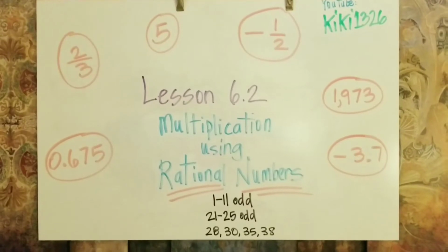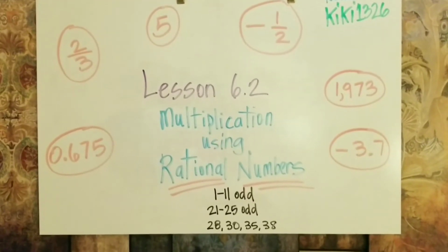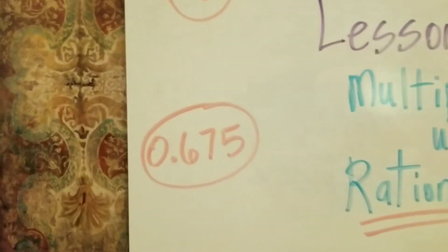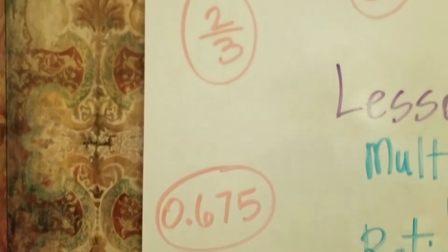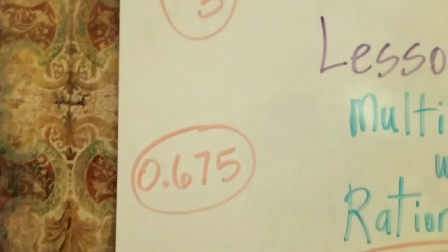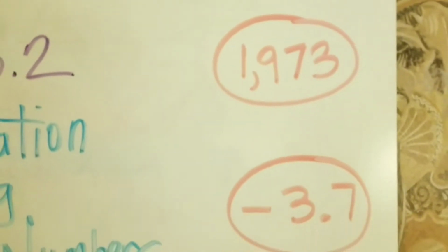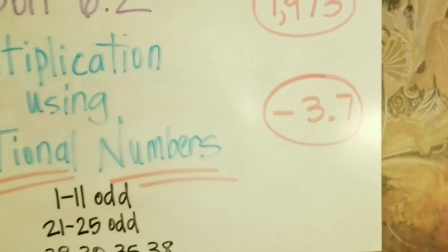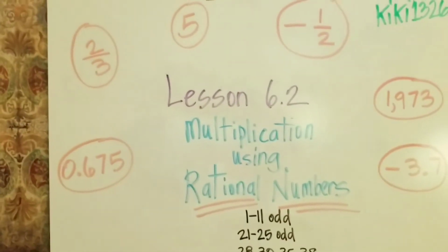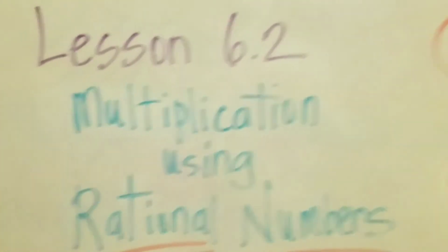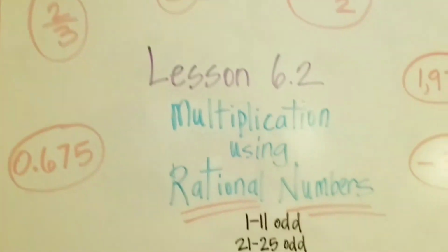We will be looking at lesson 6.2, multiplication using rational numbers. If you remember, rational numbers are all terminating numbers, like 2/3, 0.675, 5, -1/2, 1973, -3.7. All numbers that terminate are rational numbers, and we will be multiplying them together.